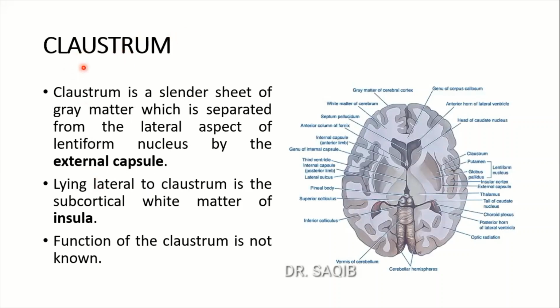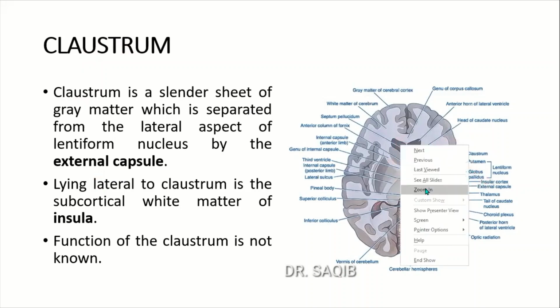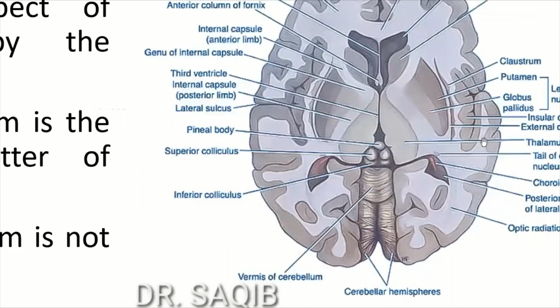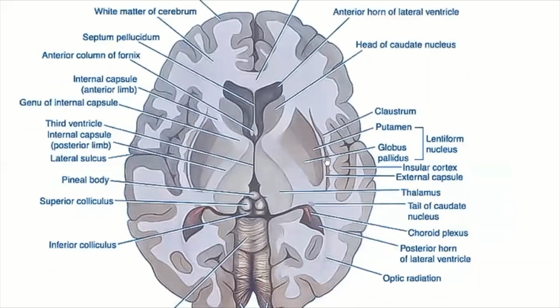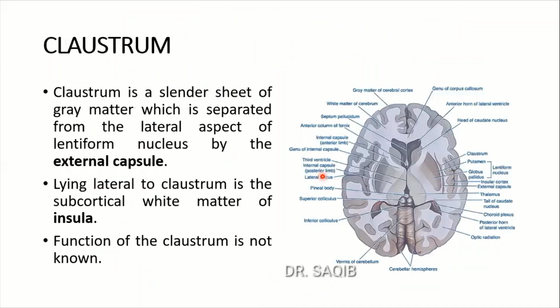So next is the claustrum. Few words about the claustrum. I showed you already the picture. You see, first of all, again, this picture. This is the claustrum, a thin sheet of gray matter. It's a slender sheet of gray matter which is separated from the lateral aspect of the lentiform nucleus by the external capsule. I showed you already. This is the external capsule. Lying lateral to the claustrum is the subcortical white matter of the insula. This is the insula. The function of the claustrum is not known.